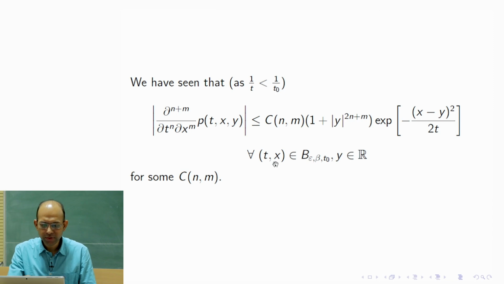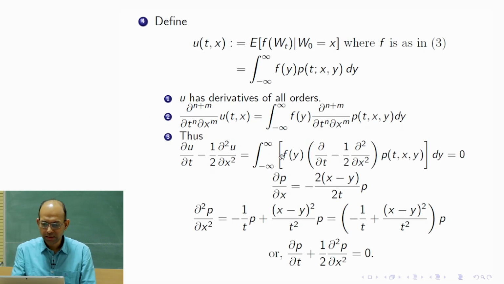And here it is very important that this constant we can choose to be finite when my point t and x are from B epsilon beta. I am writing t naught also to specify that it also depends on t naught. Why is it so? Because this expression is not only dependent on y, but also depends on x, and also on 1 over 2t. If t is very small, then this becomes very large, right. So that is the reason that I had to take t away from 0.